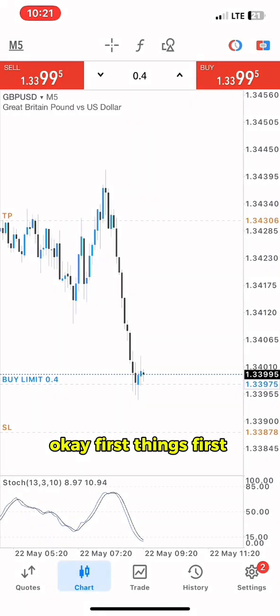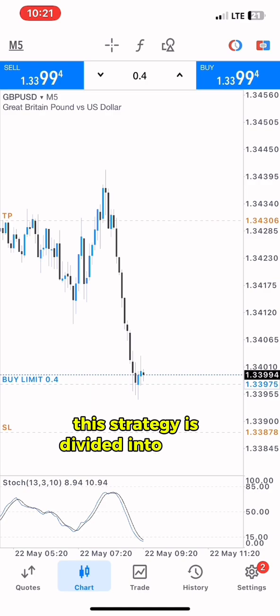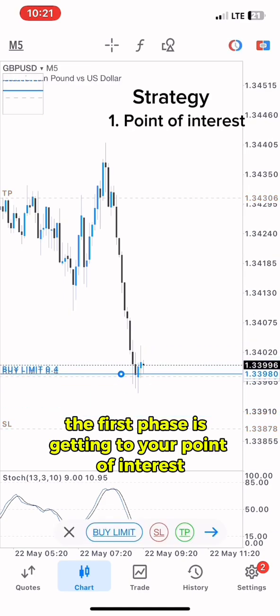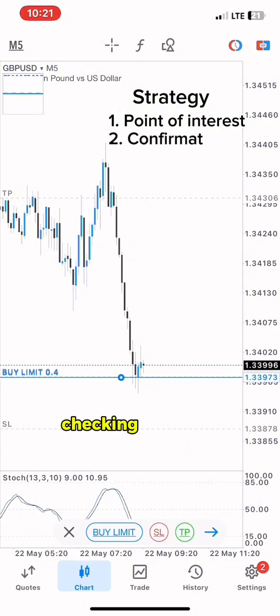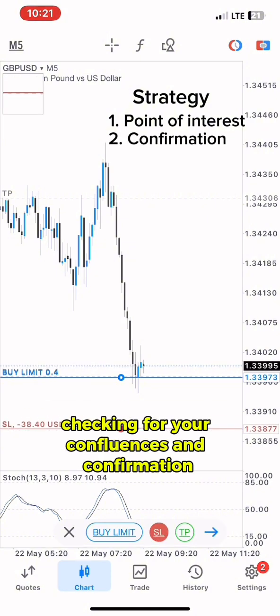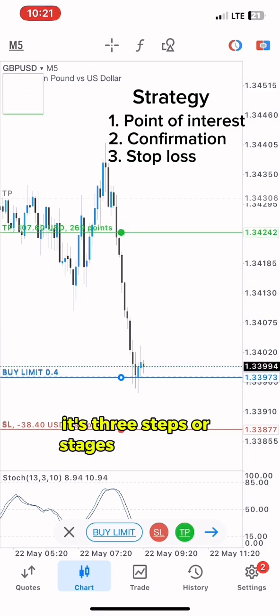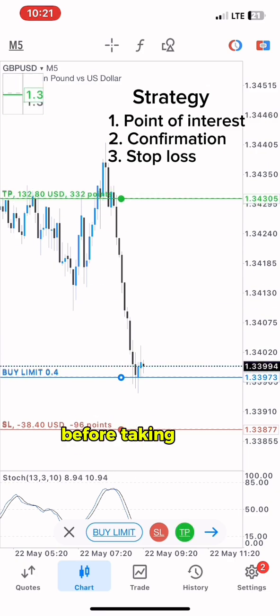Okay, first things first, this strategy is divided into three phases. The first phase is getting into your points of interest. Second phase, checking for your confluences and confirmation. Third phase, setting a stop loss. These three steps or stages we have to clear before taking any trade.